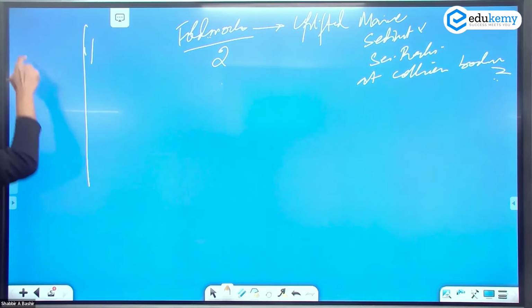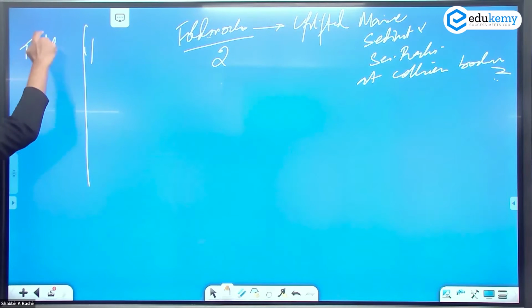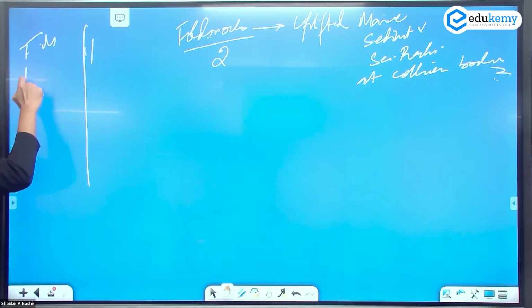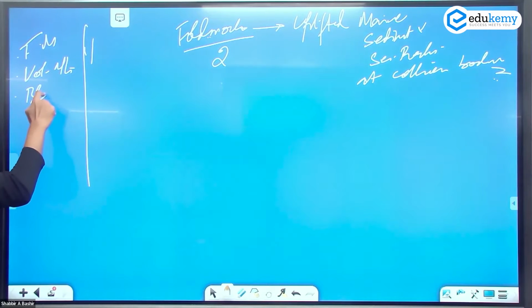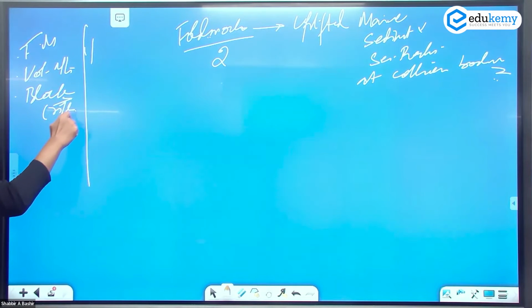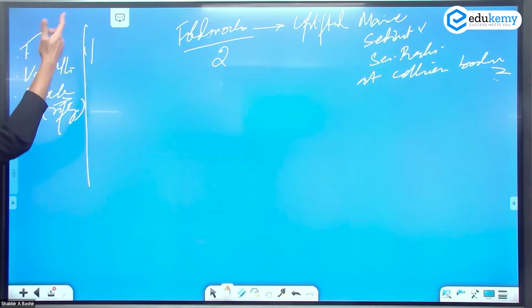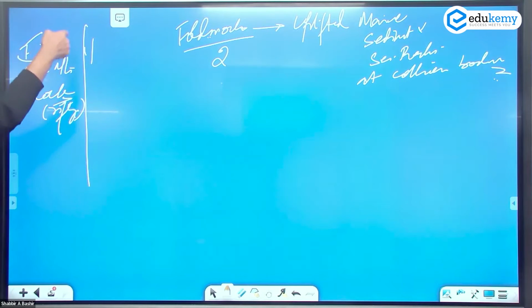Mountains can be fold mountains. Mountains can be volcanic mountains. Volcanic mountains can be block mountains. Block mountains because of rifting. Volcanic mountains, volcanism. ये अलग type के mountains हैं. So whenever I say fold mountains, this is what I mean.